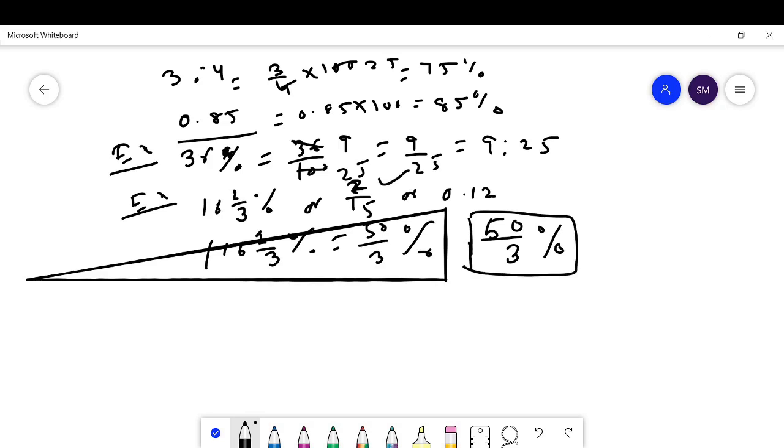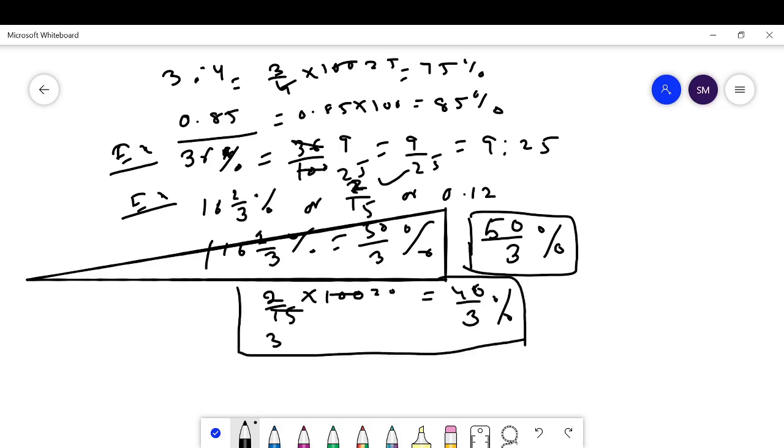Then convert 2 upon 15 into percent. Simply multiply with 100. This is 40 upon 3%. Then for 0.12, converting a decimal into percentage means simply multiplying with 100, so we get 12%. Which is greater: 50 upon 3, 40 upon 3, or 12%?